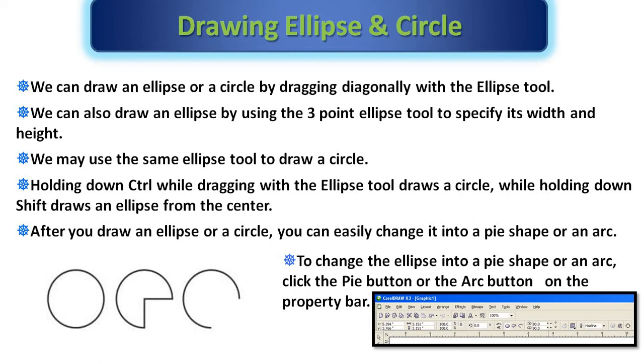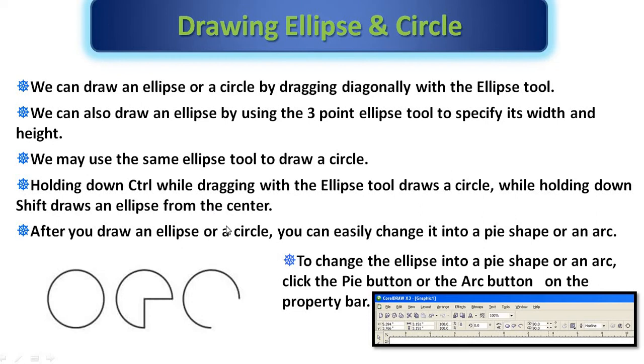How to change: in the property bar, we will have these 3 buttons. When you press this pie button, which appears in the property bar, the circle will be changed into this pie shape. Or if you click this arc button, the circle will be changed to this arc shape.